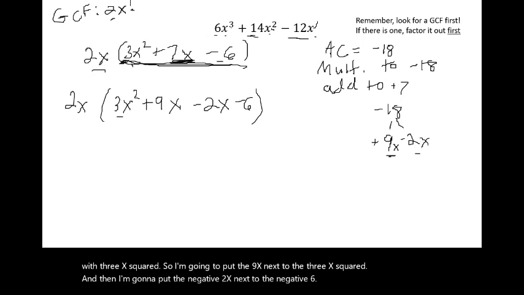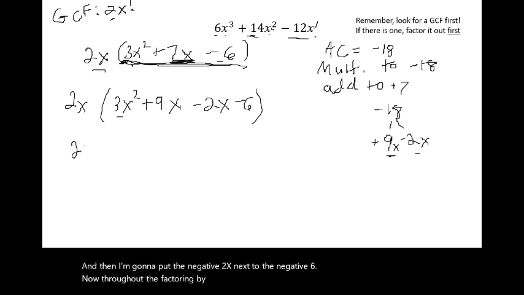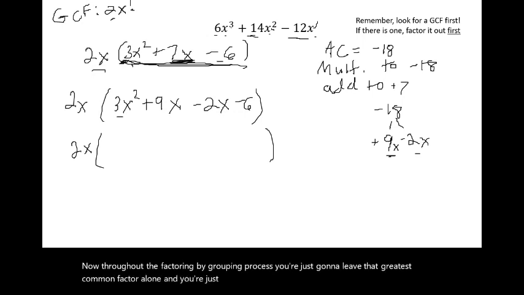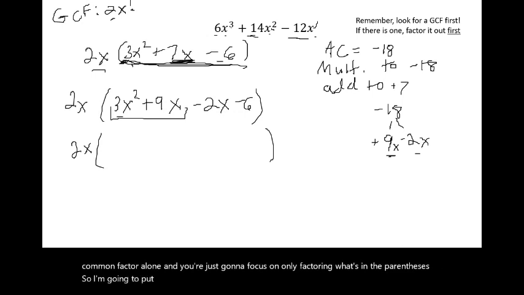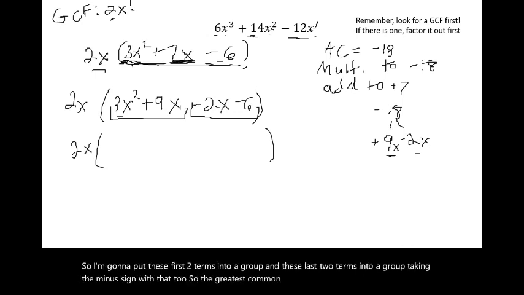Now throughout the factoring by grouping process, you're just going to leave that greatest common factor alone, and you're just going to focus on only factoring what's in the parentheses. So I'm going to put these first two terms into a group, and these last two terms into a group, taking the minus sign with that 2. So the greatest common factor between 3x squared and 9x is going to be 3x.